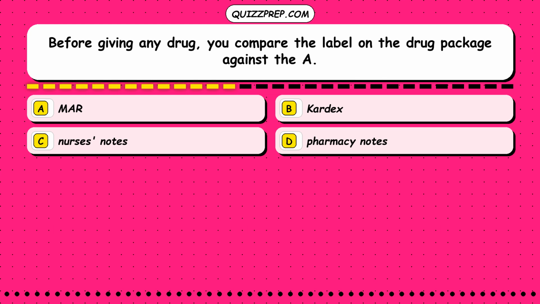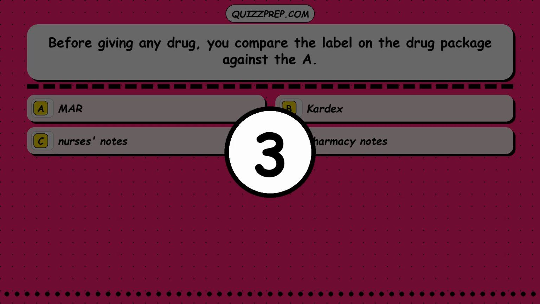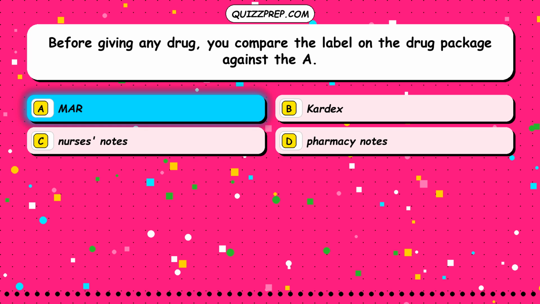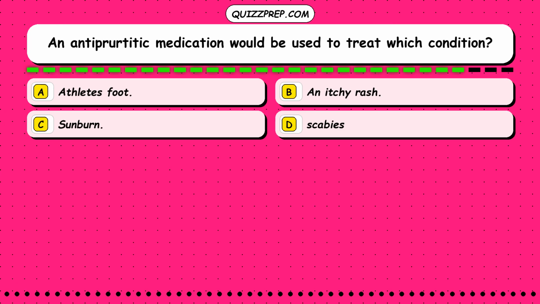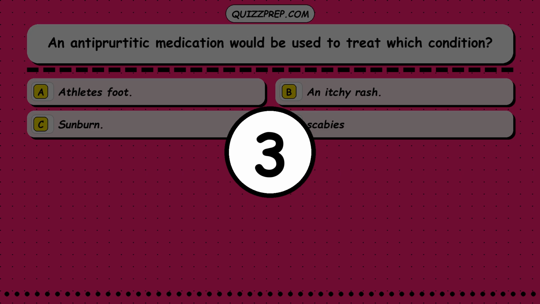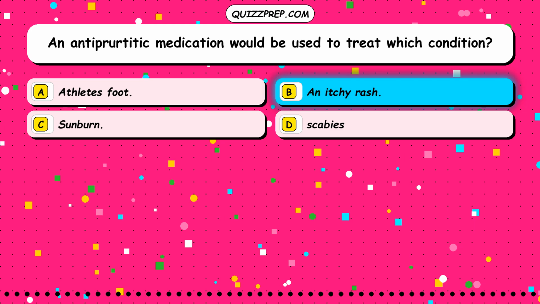Question 337. Before giving any drug, you compare the label on the drug package against the: Option A. MAR. Option B. Cardex. Option C. Nurse's notes. Option D. Pharmacy notes. The correct answer is option A. MAR. Question 338. An antipruritic medication would be used to treat which condition? Option A. Athlete's foot. Option B, an itchy rash. Option C, sunburn. Option D, scabies. The correct answer is option B, an itchy rash.